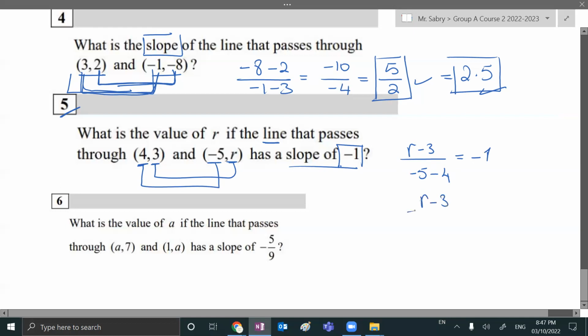R minus 3 will remain as it is, but the -5 minus 4, these are like terms, they'll become -9. Then I'll move this negative 9 to the other side by multiplication. I'll have r minus 3 equals positive 9. Then the negative 3 will move to the other side by addition. So 9 plus 3 will become 12. You just got the value of r. Very nice, and we're done.